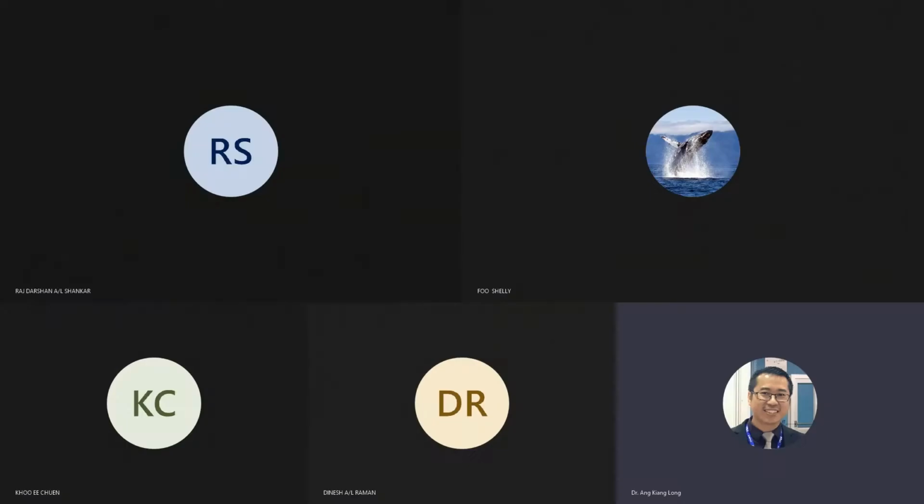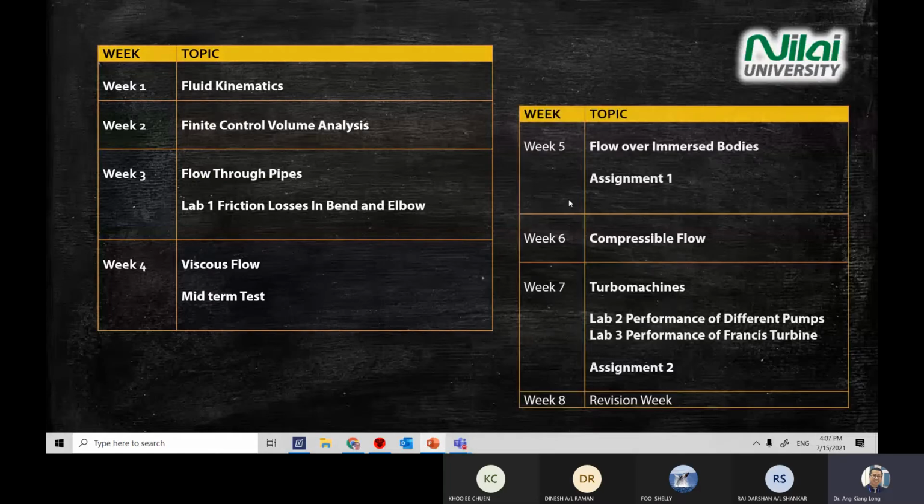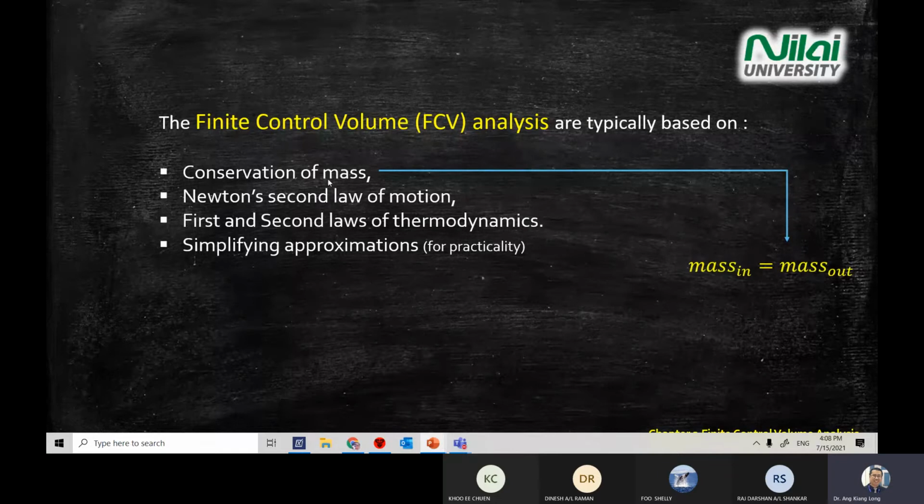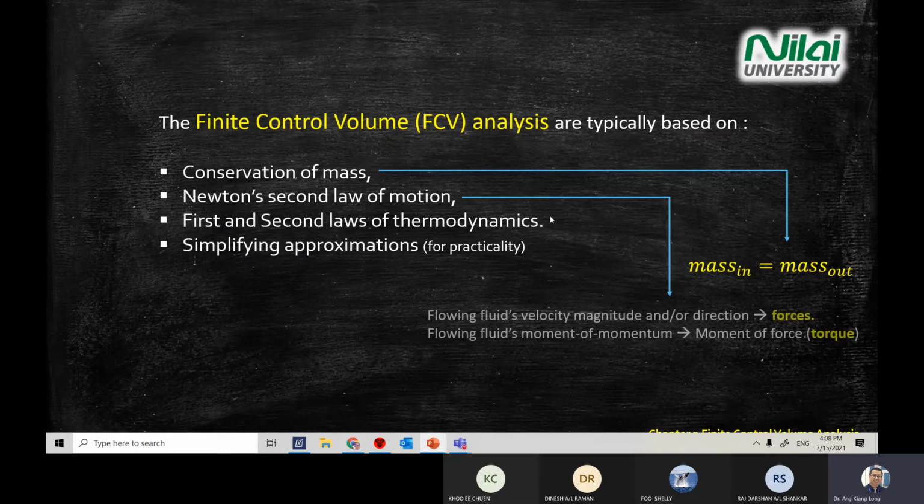All right, now for chapter 2, we need to cover one more approach. Under finite control volume (FCV), we have covered the conservation of mass, where we look at m dot in equal to m dot out, and the second Newton law, F equal to ma, and then we convert to mv divided by t. We show the equation to find the forces and also even the torque.